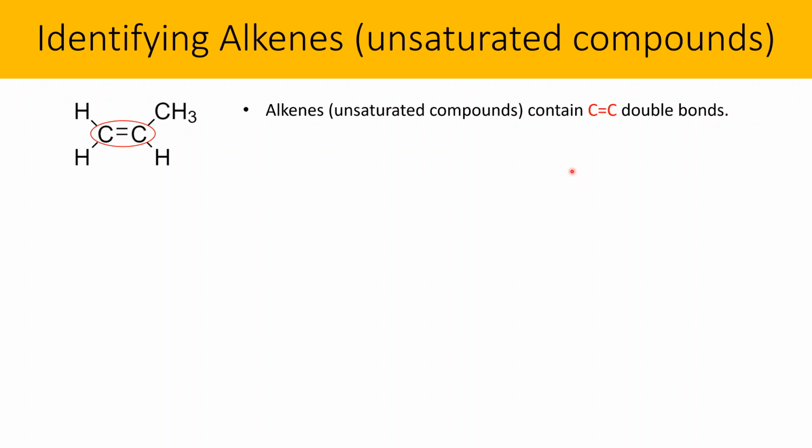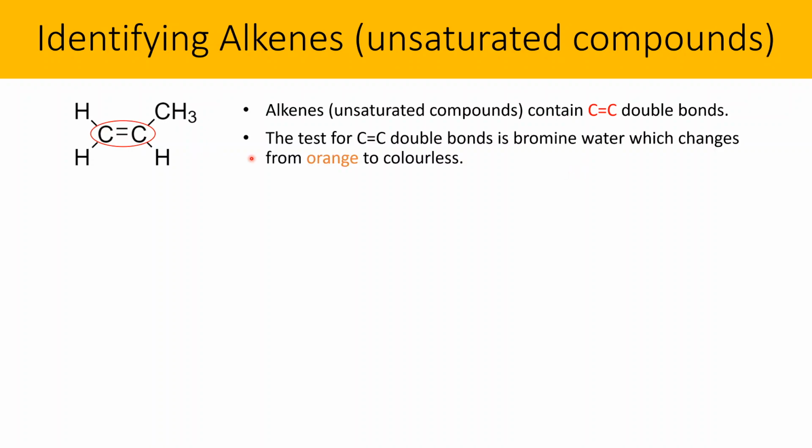Okay, so we can test for C=C double bonds or unsaturation or alkenes using bromine water, and if bromine water detects a C=C double bond, it's going to change from orange to colourless. If I made that colourless, it wouldn't have worked. You wouldn't see it. Okay, right, so here's a visual example of the bromine water test.